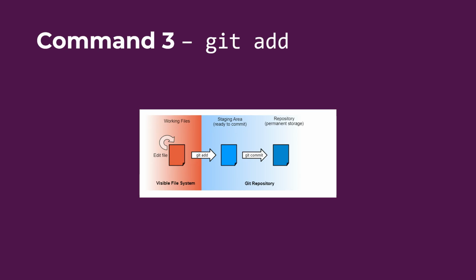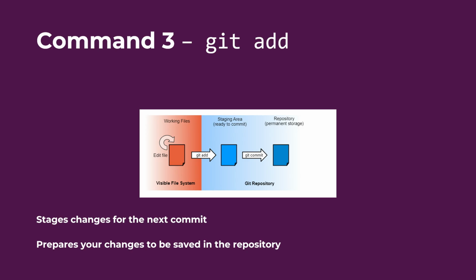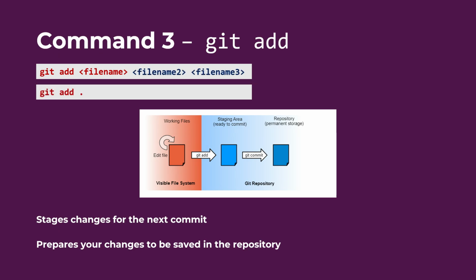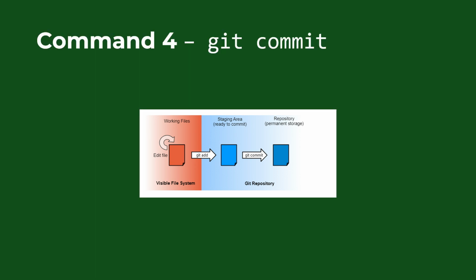The third command is git add. It stages changes for the next commit, and it's important because it prepares your changes to be saved in the repository. Here the command looks like this. We write git add file name to add a single file, or we can add multiple files. Or we can use git add dot or period to stage all changes.